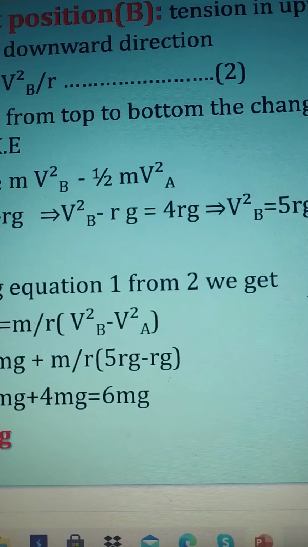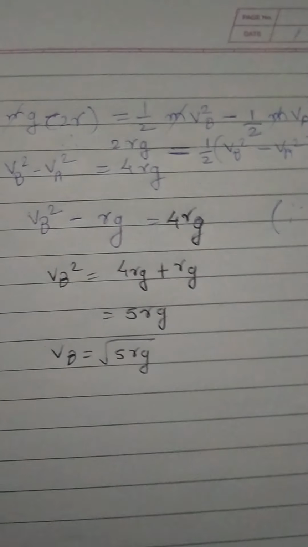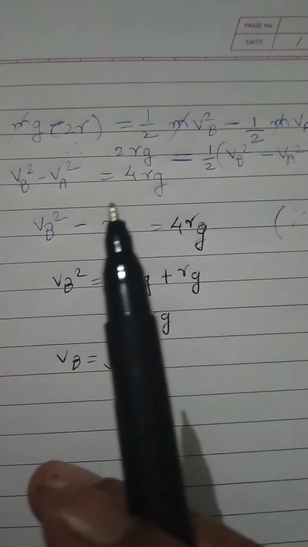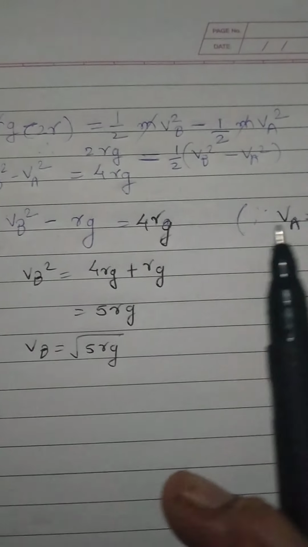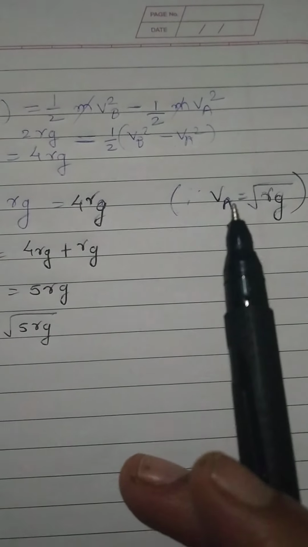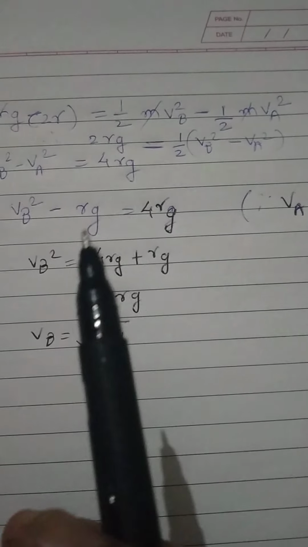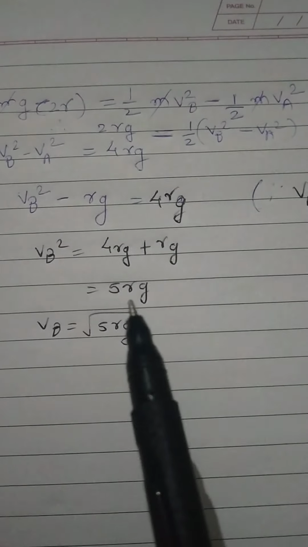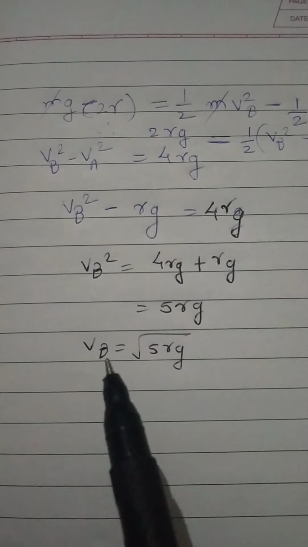So for better understanding, we solve this expression again. Here m cancels out, 2rg, and then we get v_B square minus v_A square is equal to 4rg, and v_B square minus rg is equal to 4rg. We know that v_A, the velocity at the uppermost position, is equal to root of rg. We already found this. So put this value in this equation, then we get v_B square is equal to 4rg plus rg, which is 5rg. So v_B is equal to root of 5rg. We get this velocity for the bottommost position.